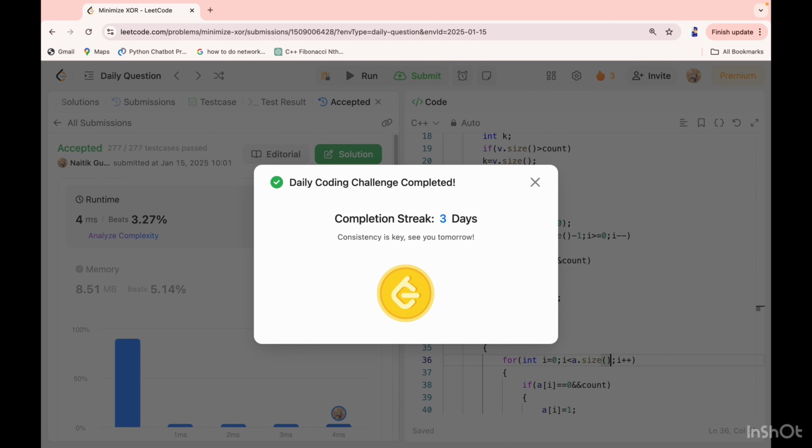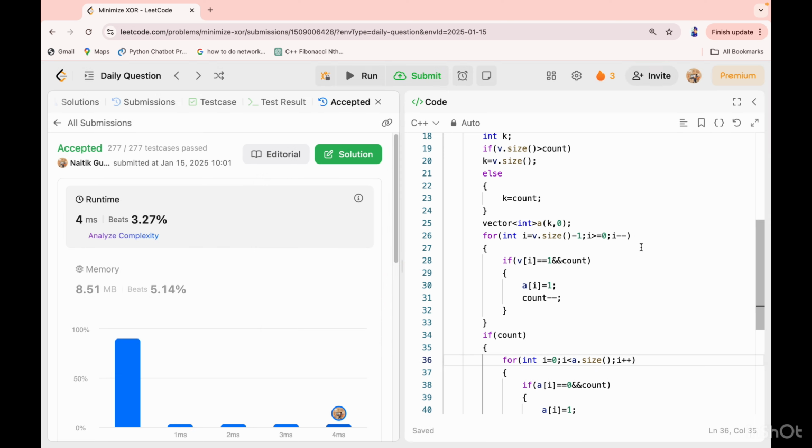Okay, running perfectly well. So I hope you all have got the question correctly.